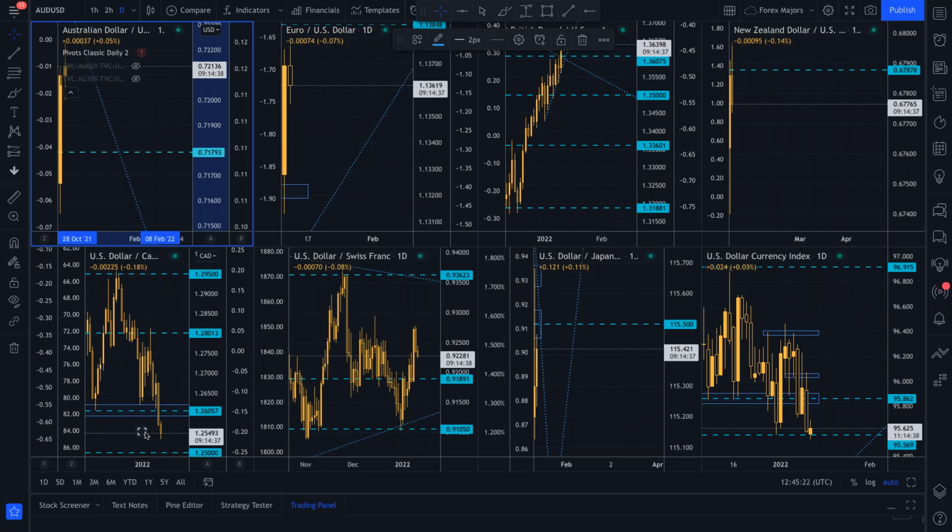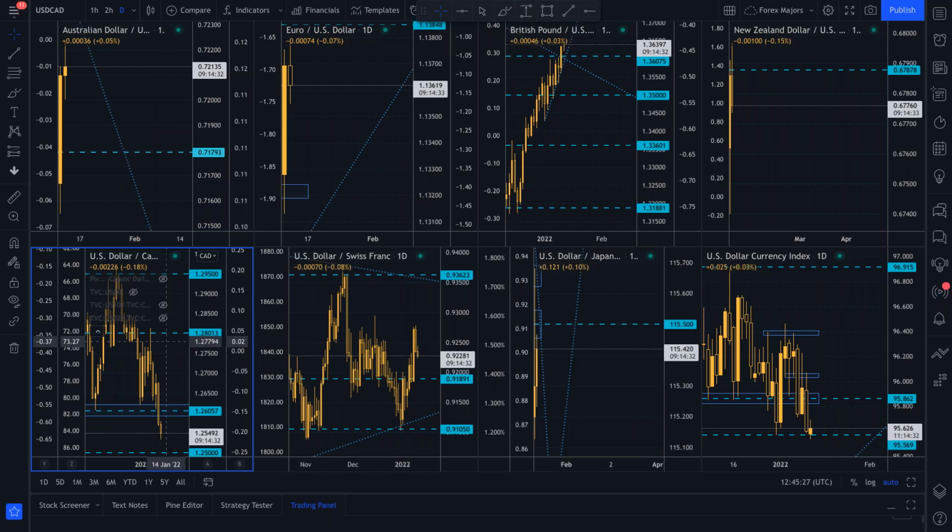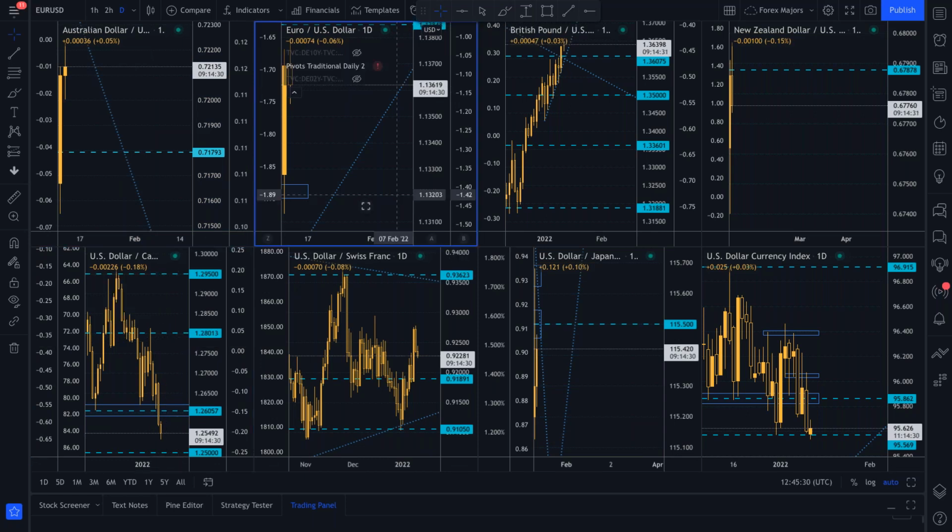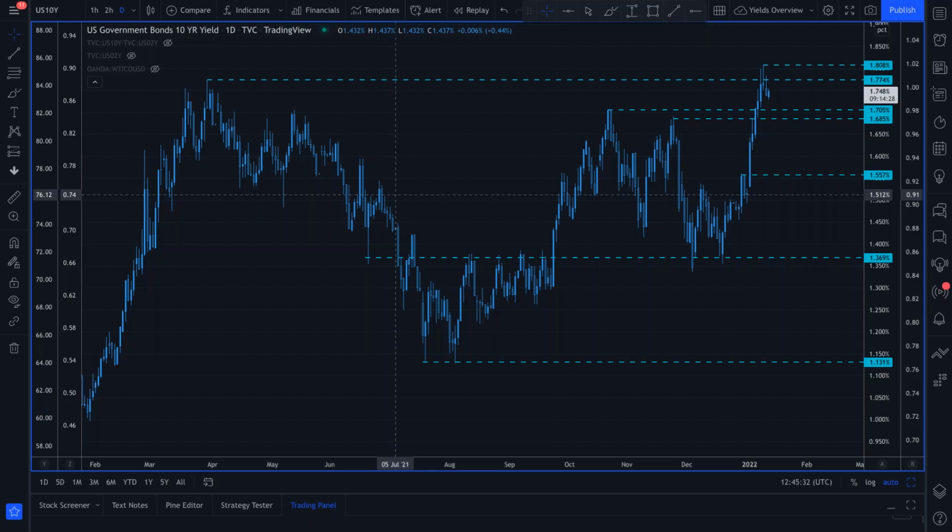Now, dollar CAD is worth looking at, and I'll explain why, for a slightly different reason. Just take a look today. I want to show you something.